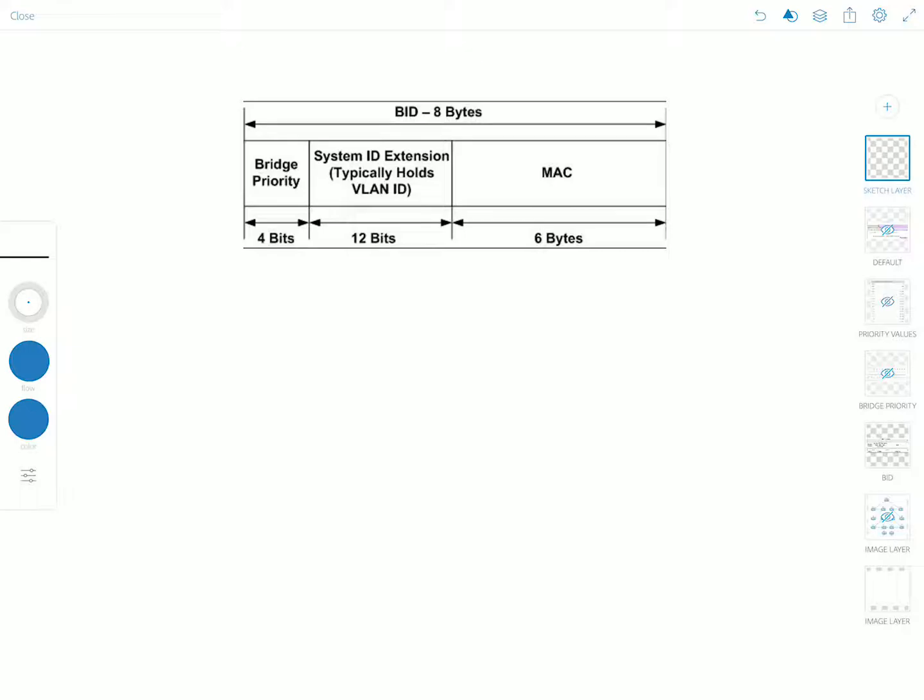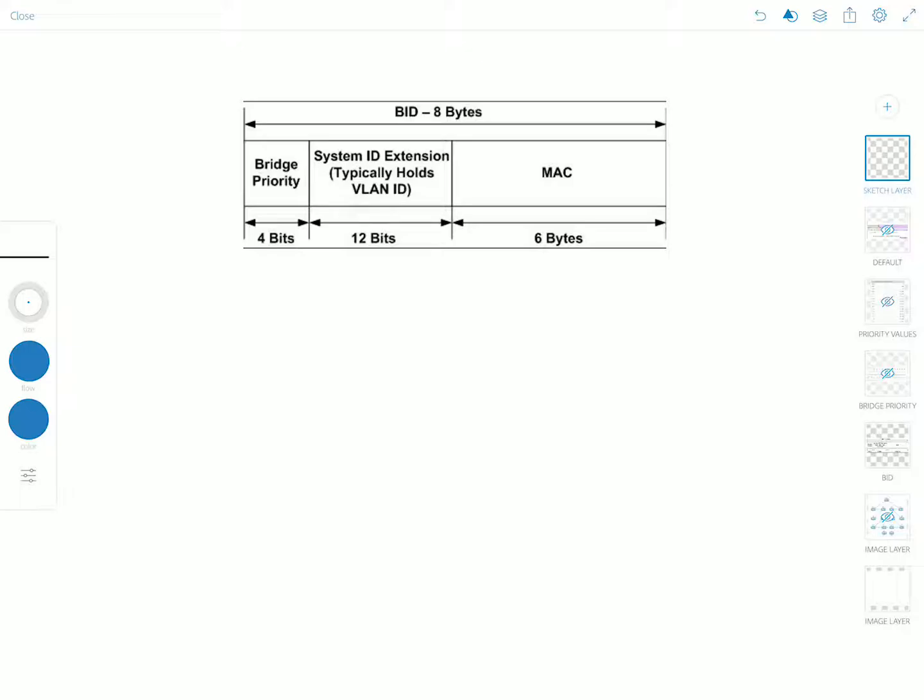So the bridge ID is an 8-byte value, and the first two, or the two most significant bytes, are used for the bridge priority, and the remaining 6 bytes are derived from the switch MAC address. And we'll ignore the MAC address part and focus on the bridge priority only for the purposes of this video. So the bridge priority consists of the priority value itself, which are the first 4 bits, and the extended system ID, which are the following 12 bits, and which hold the VLAN ID.